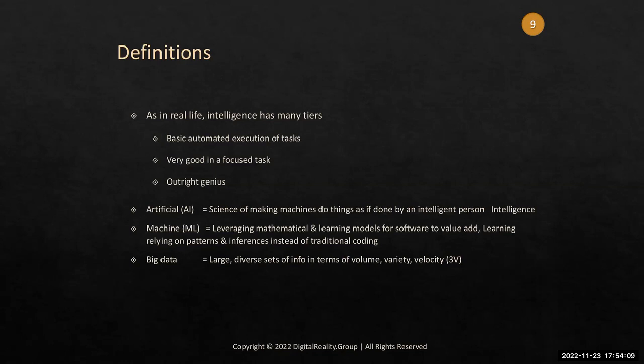And what's machine learning? So these are all the terms that have been thrown around, but we need to pull it down before we can move further, right? Machine learning is basically leveraging mathematical and learning models for software to value add, learning that's relying on patterns and inferences instead of traditional coding. And what's big data? You guys probably already know most of it. That's a large, diverse set of information in terms of volume, variety, and velocity. That's what they call 3 V's. Some people have 4 V's, but you need to just get the gist of it. That's good enough. Next slide, please.